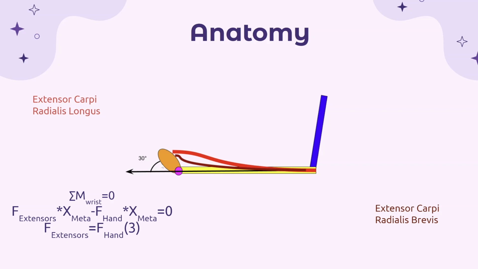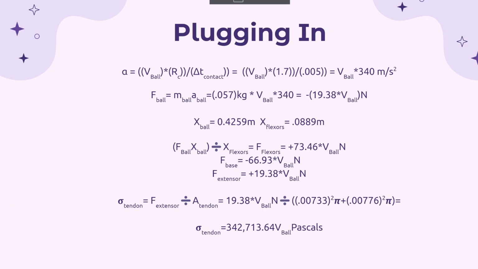Because as the velocity of the incoming ball increases, the force on the hand increases. And the force in the hand is almost like the gripping force. Now let's plug everything in. One thing we didn't calculate for yet, though, is the force of the ball.